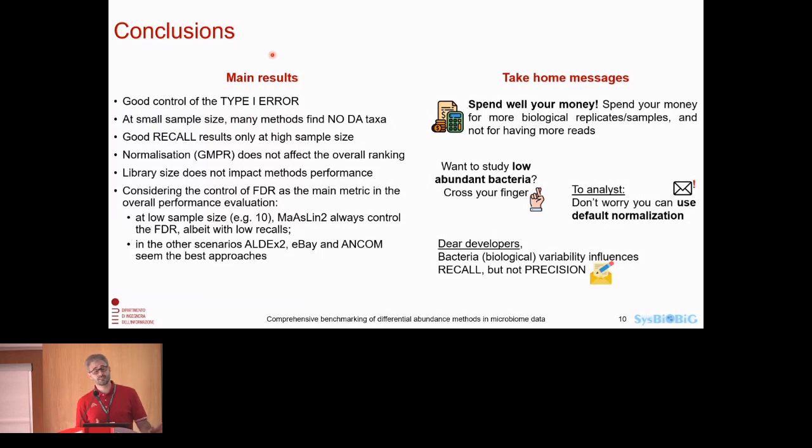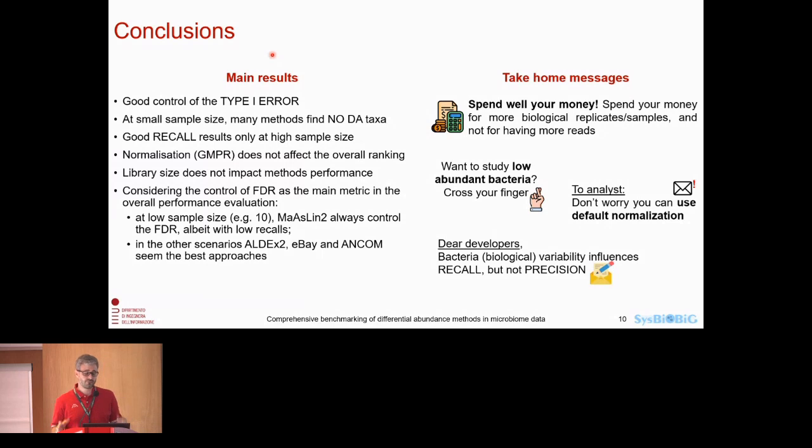Want to find the differential abundance bacteria at low expression? Well, cross your fingers, because there is a lot of noise there, a lot of zeros, a huge variability. It's really a hard task. It's probably not the method's fault. It's just a very hard task.